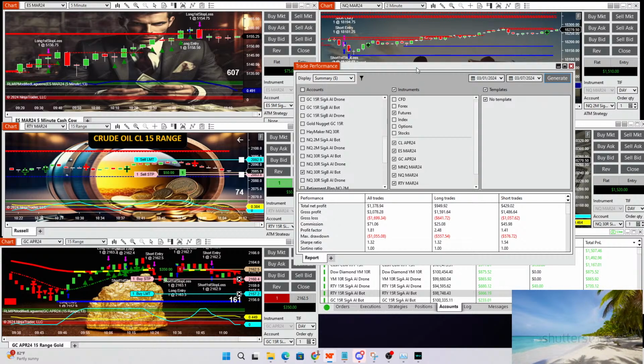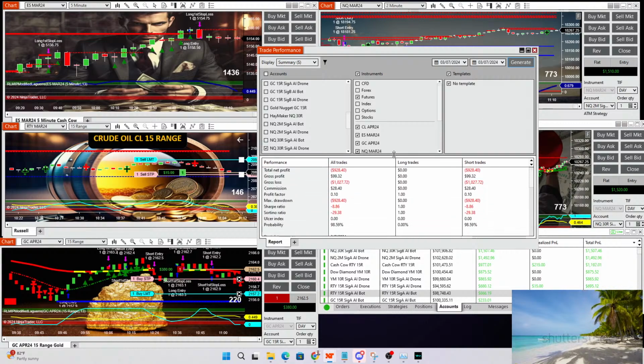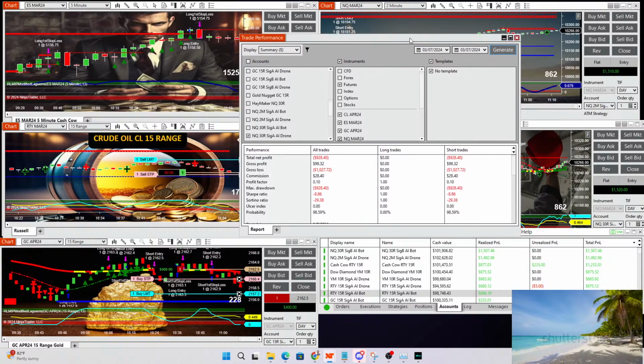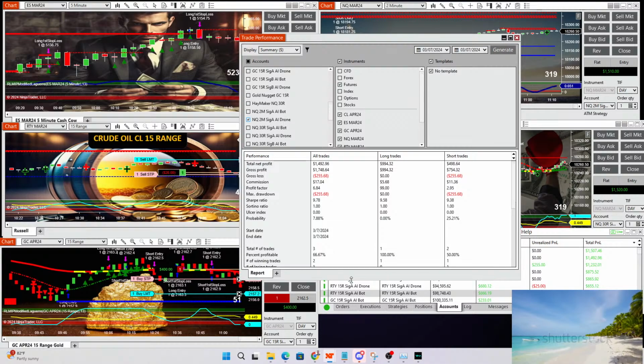Okay. Our number 2 was the 2-minute Signal A AI drone. That's for the month. Let's go for today. The 2-minute Signal A AI drone, you could see, just crushed it today. And it's been crushing it.